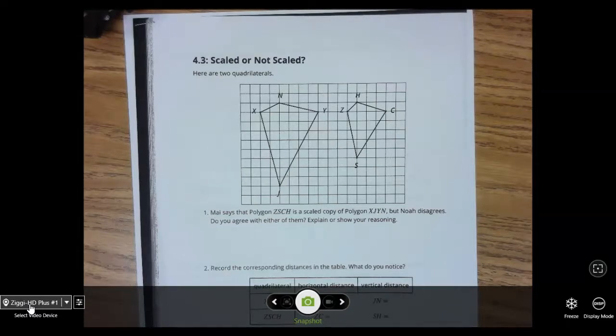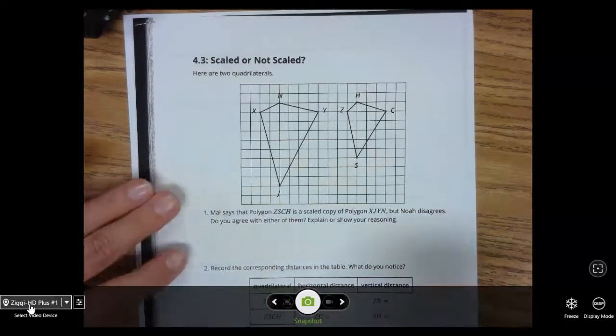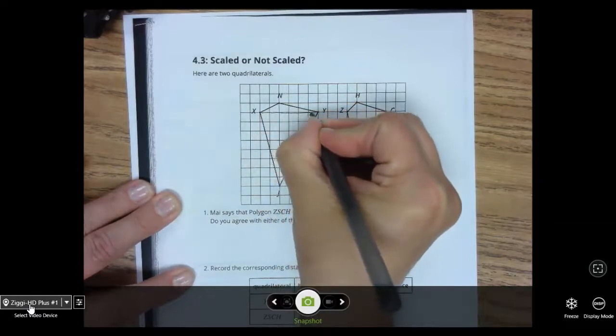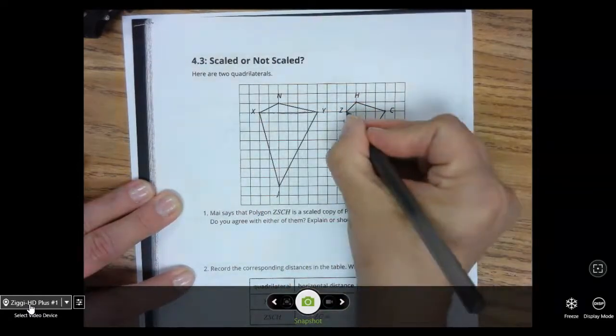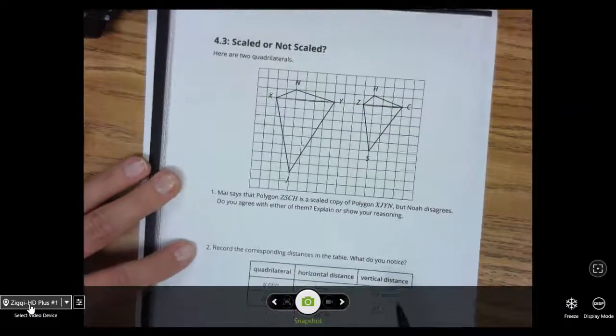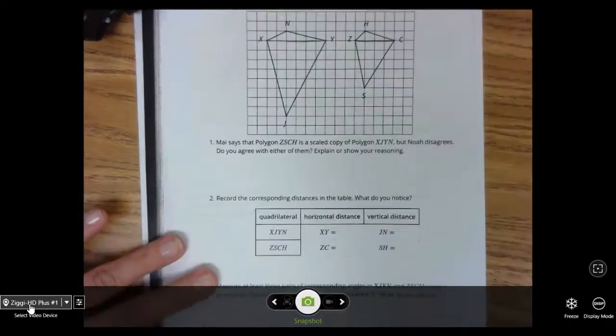So if you remember from the last shape, or 4-2, when we did that on Friday, it doesn't have to be a line segment. If your line segments don't fall on the lines, you may want to use a different distance to see if they're scaled copies or not. So when I look at this, I see that I could use X to Y and Z to C to see if they're scaled copies. So we're looking at these distances down here in this table.